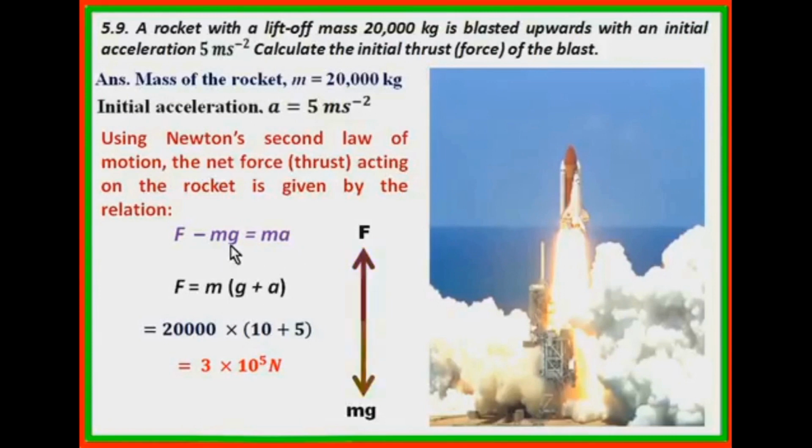F minus mg is equal to ma. We are taking the mg on the other side, so m into g plus a, where the g value is 10 and the a value is 5 meter per second squared, and the mass is given in the question as 20,000 kilogram. By simplifying that, we got the net force with which the rocket moves upward as 3 into 10 power 5 Newton.